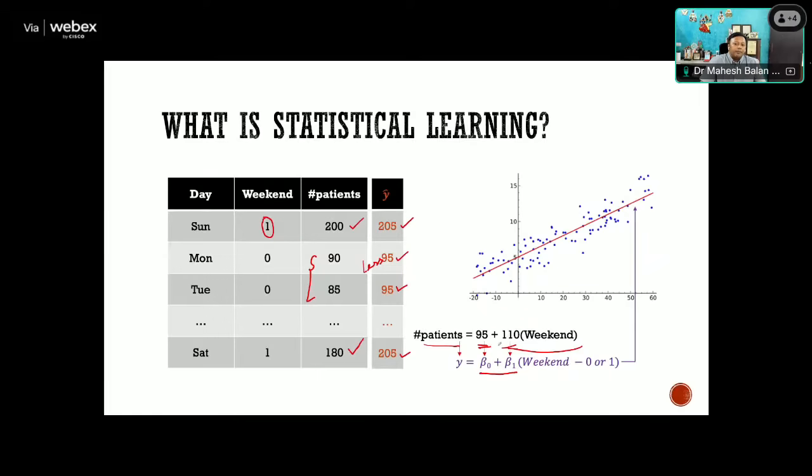So to find the number of patients just by using weekday or weekend, it's a 2-parameter model that I have. So parameters are nothing but this 95 and 110, some sort of numbers learned, right? Now, what is something as complicated as ChatGPT doing? To draw parallels, here we are predicting how many patients will come.